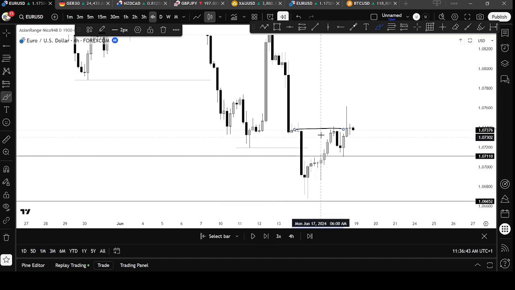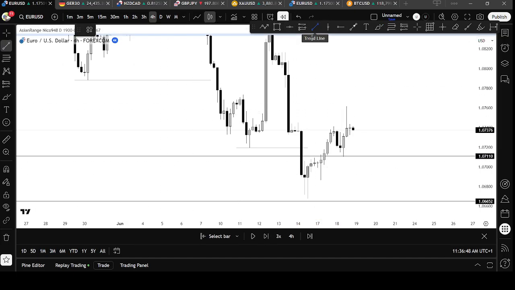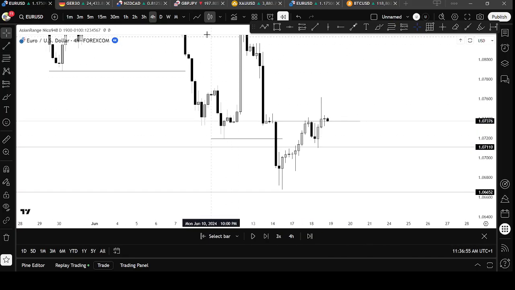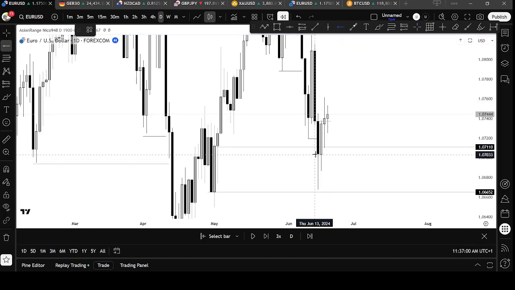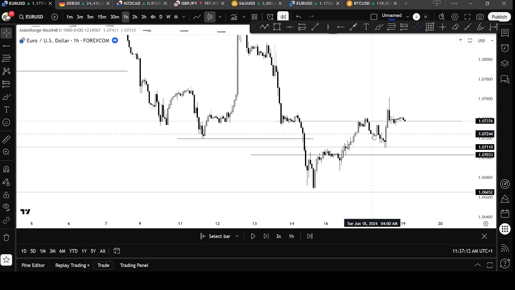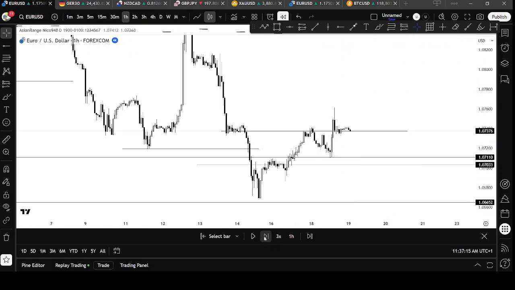Okay, we have a break already. Here, we already have a break at this zone. You see, we already have a break. Now, we'll be looking for entries. Where should we enter from? Let me mark the first fresh key level. Okay, then let's go to our 1 hour to look for an entry.